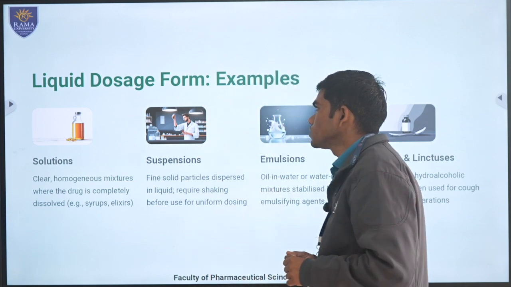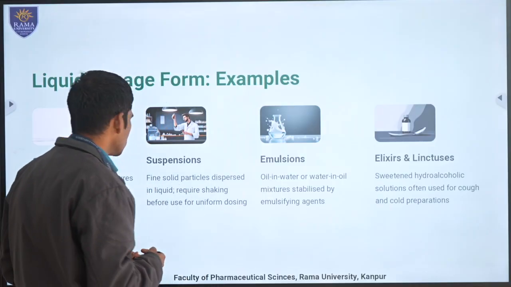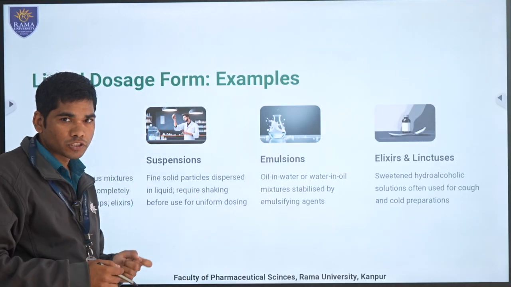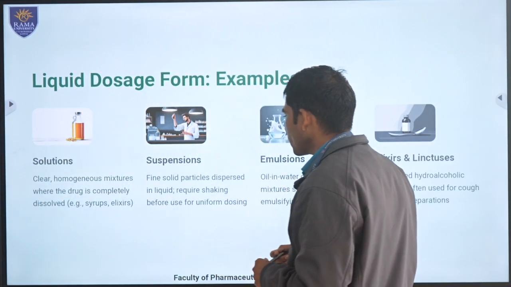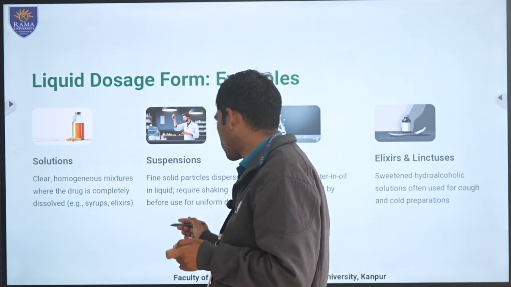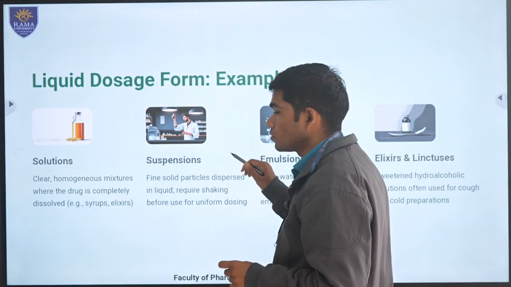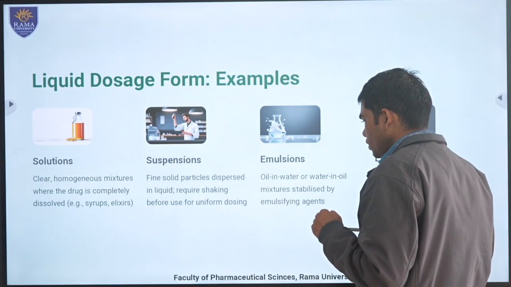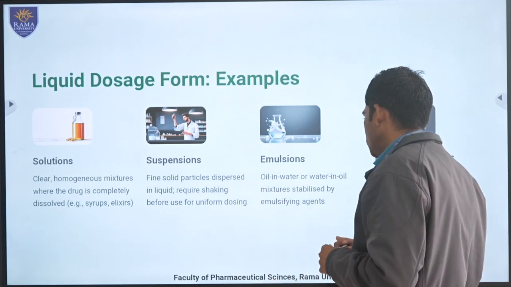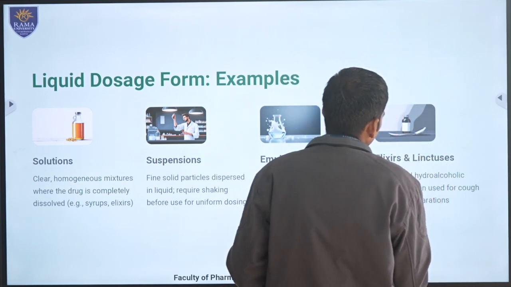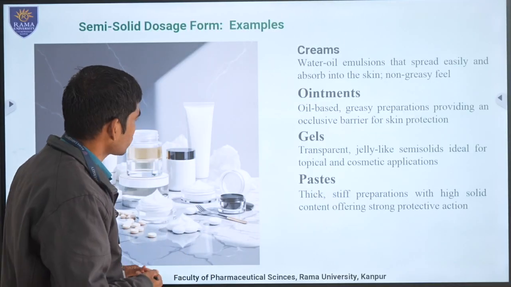Then next one is liquid dosage form. There are some examples of liquid dosage form. Solutions are clear homogeneous mixtures. Suspensions are fine solid particles dispersed in liquid and require shaking before use for uniform dosing because they contain two phases. Then emulsions. Emulsion is oil in water or water in oil mixtures stabilized by an emulsifying agent. Then elixirs. These are the examples of liquid dosage form.